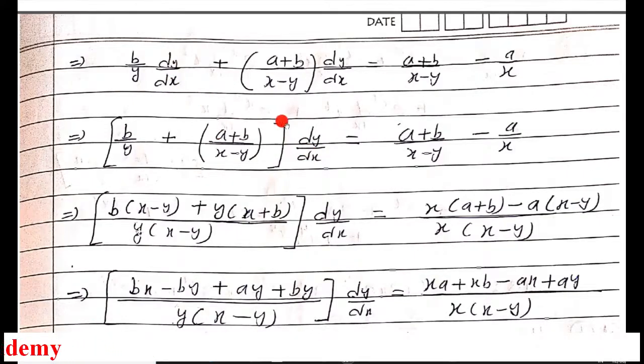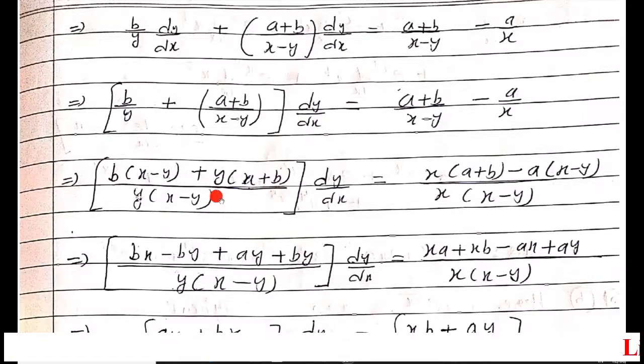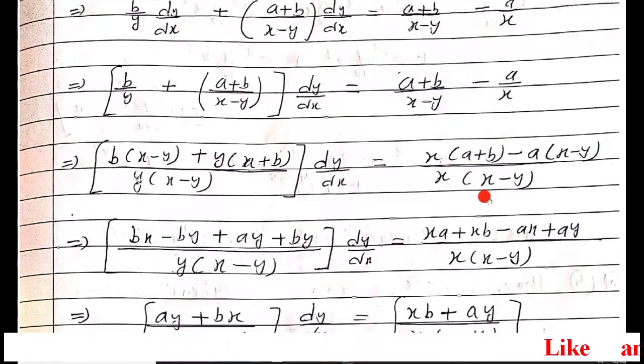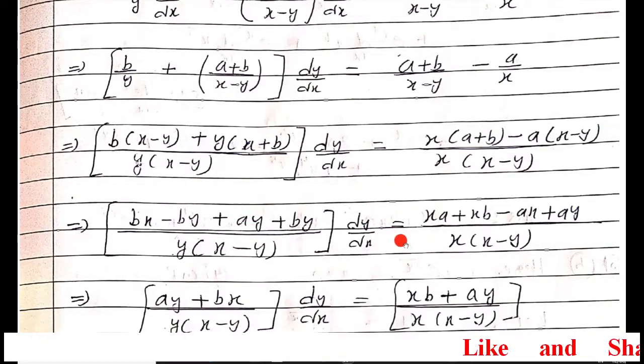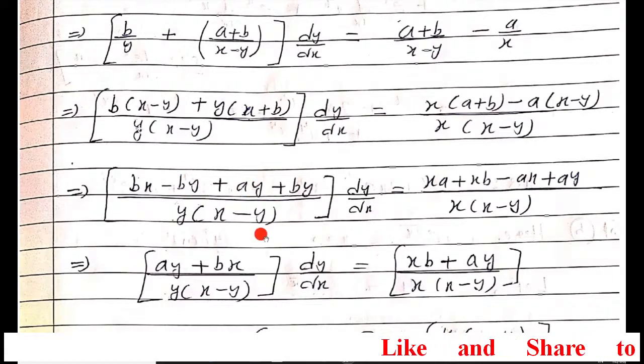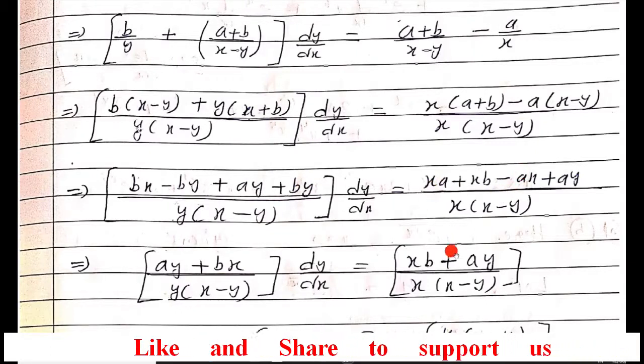Now take dy over dx common here, then take the LCM. Here also take the LCM. After taking LCM and opening the bracket, after all the calculations and cancellations, here you can see by and by cancelled, and here you can see ax and ax cancelled.